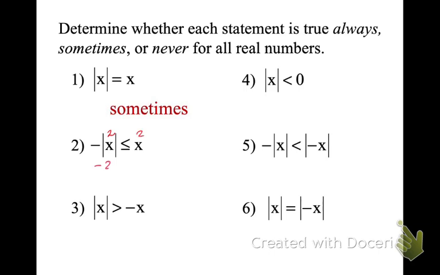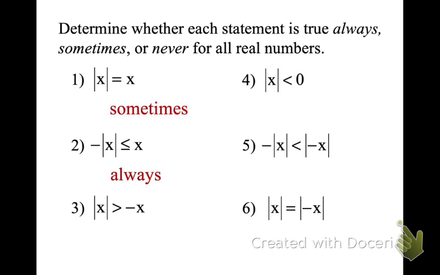Negative times 2 is negative 2. Let's say it's a negative number. Okay, it works there, the positive number. Let's try it with negative 2. Is that working? No. So we have to say sometimes. It worked once, but not always. Okay, and even with zero, it worked too.